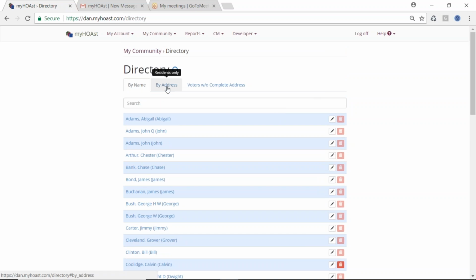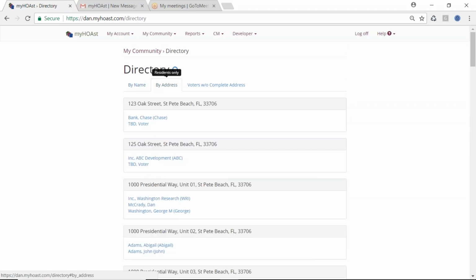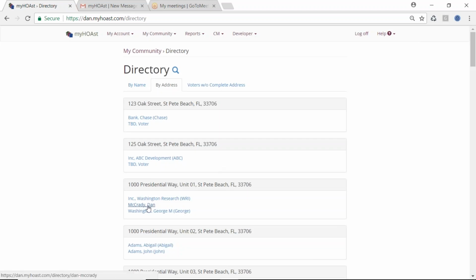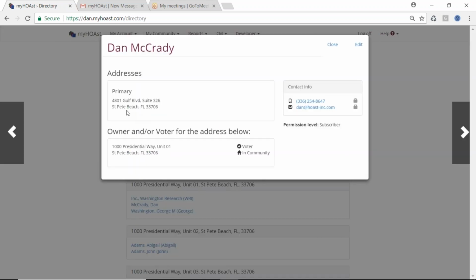If I was to go here to address, I will see everything about the address. For instance, if I go down here to Unit 01, this 1000 Presidential Way, I see three names here. If I go to the first one, that's Washington Research. It's out of Fairfax, Virginia, and they are the owner of Unit 1. If I go to Dan McCready, I will see that he's out of Gulf Boulevard in St. Pete Beach, and he's the voter of Unit 1. He's got a phone number and an email, both private.